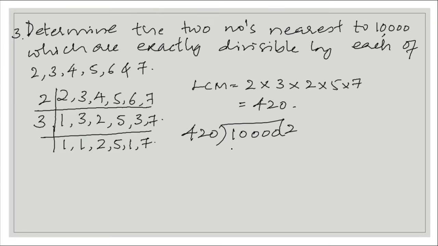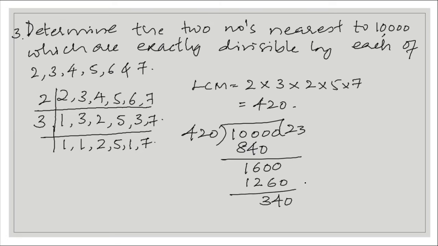2 times is 840. Upon subtracting, we get 160. We'll take 10 from here. 3 times is 1260. We get the remainder as 340.